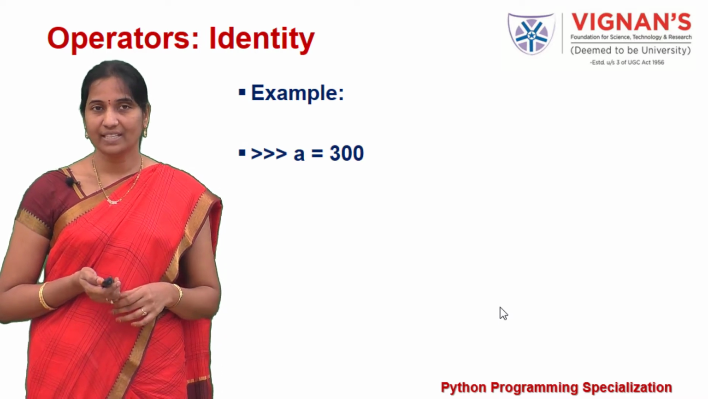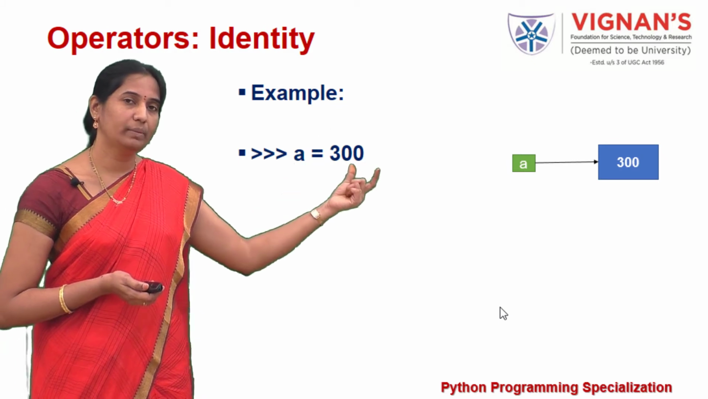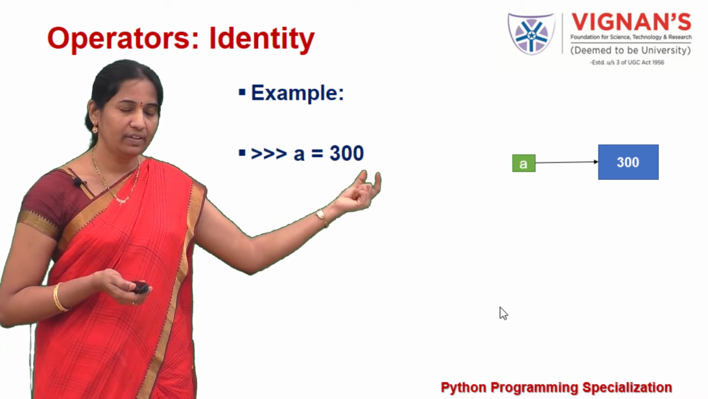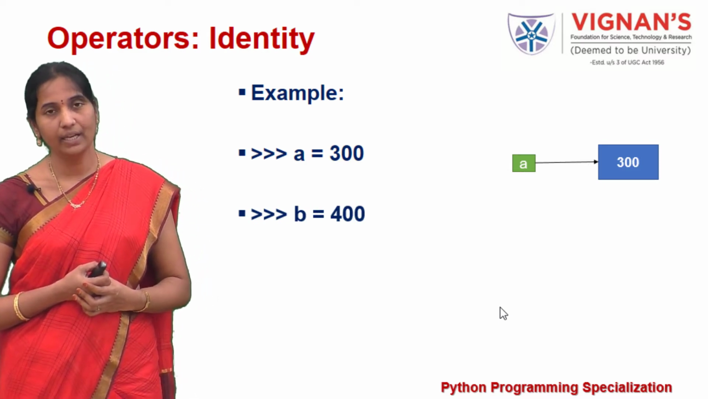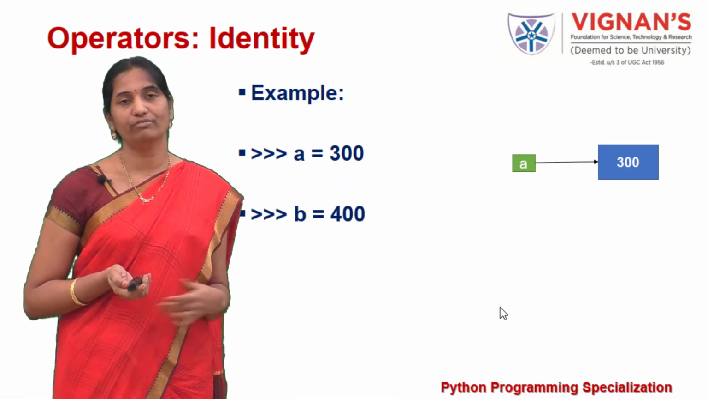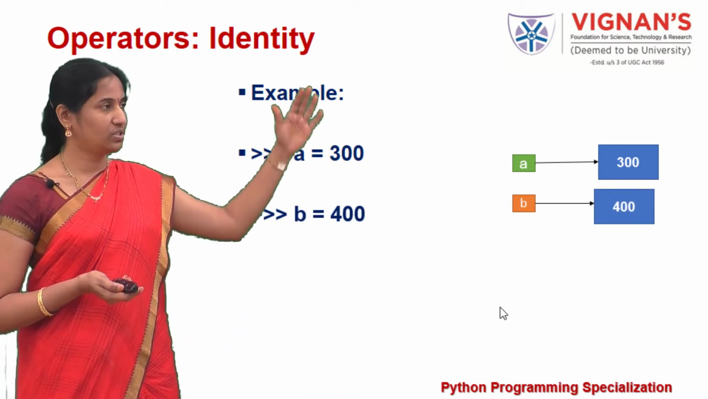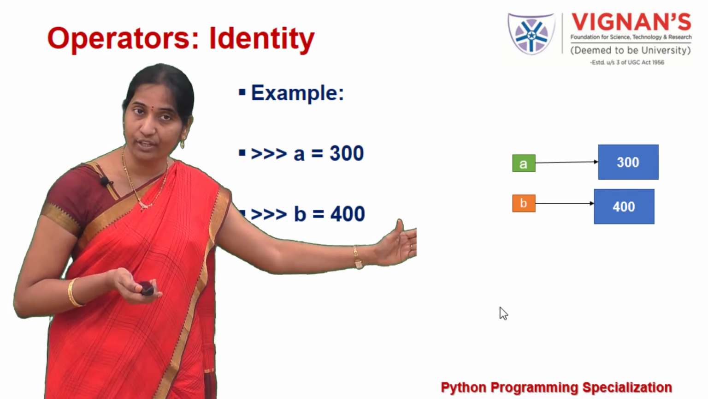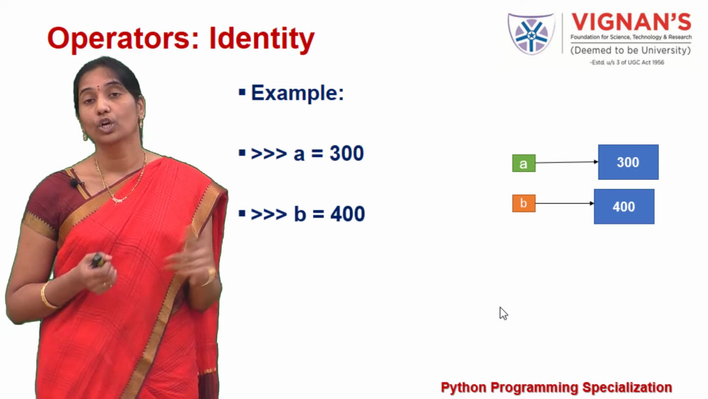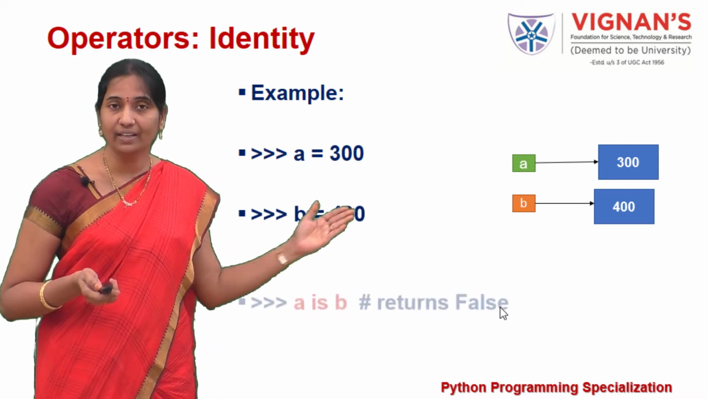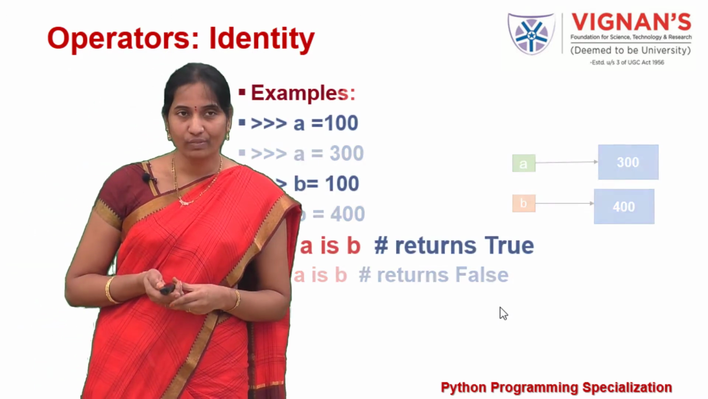Now let's see another example. A is 300. That means you are creating an object in the memory location and you are giving a name A to that. And now B equal to 400. Obviously a new object 400 is created for you and you are assigning a name B to that object 400. Of course 300 is an object, 400 is a different object. Both are different objects and A and B are the variables which are pointing to two different objects, and when you check the identity using the is operator, A is B, obviously it returns a false value only.